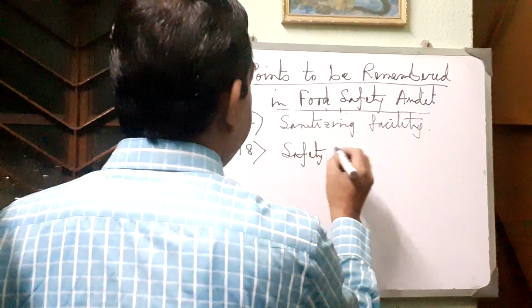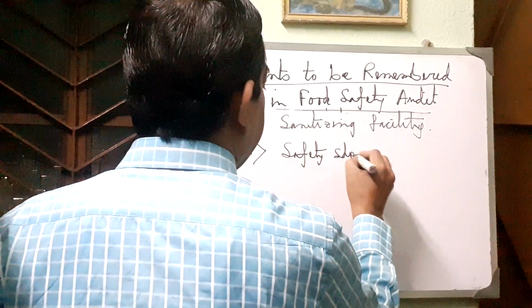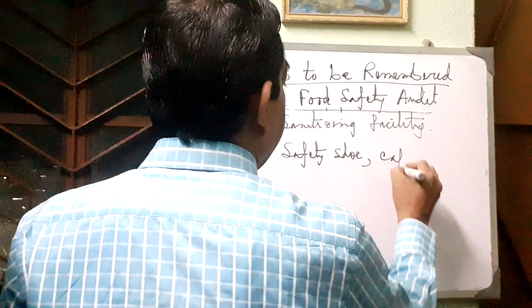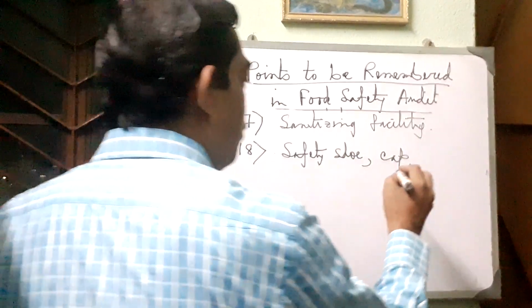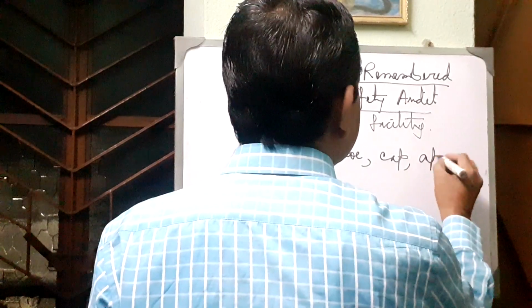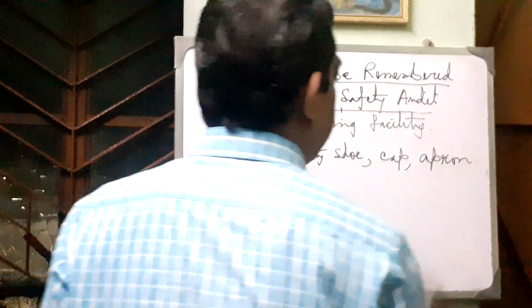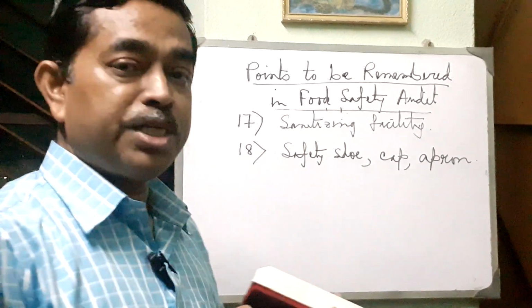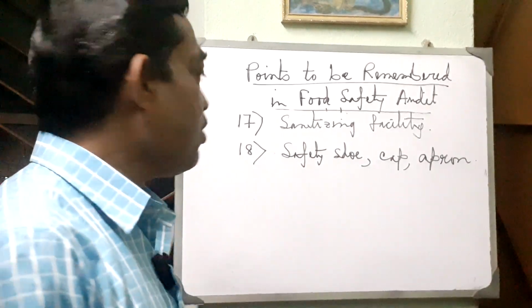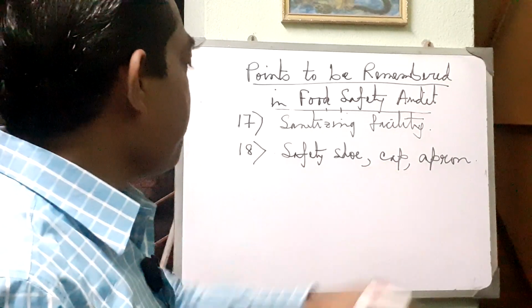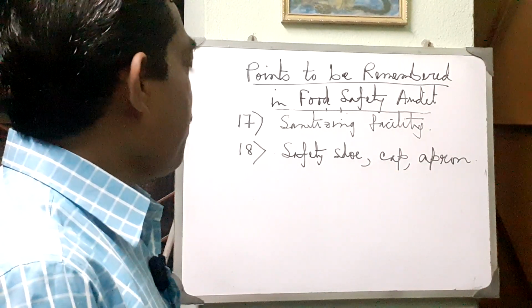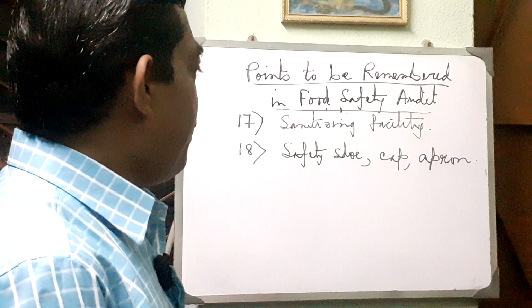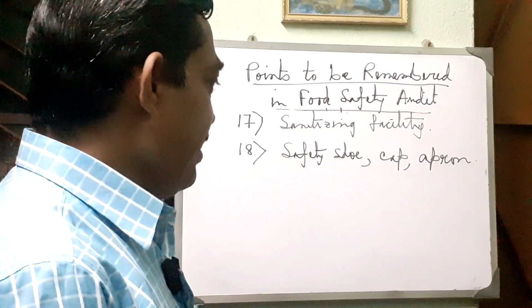You should use a cap and safety shoes, and if it is possible, you can also use an apron. Also you can use them in the laboratory section, the quality control section, the manufacturing section, and the production section. So safety shoes, cap, and apron should be properly maintained.